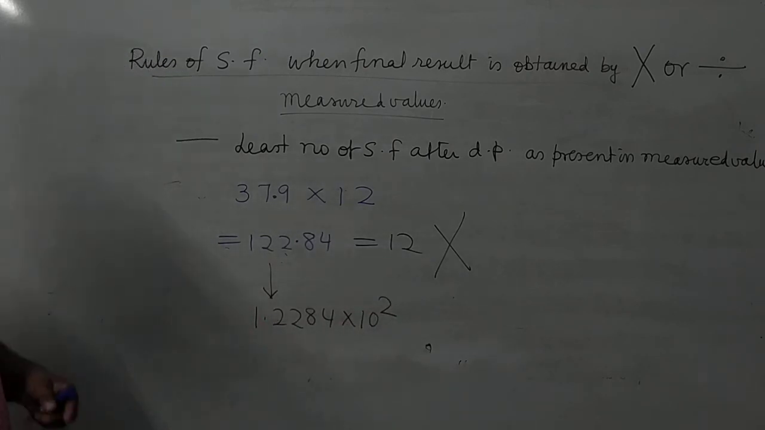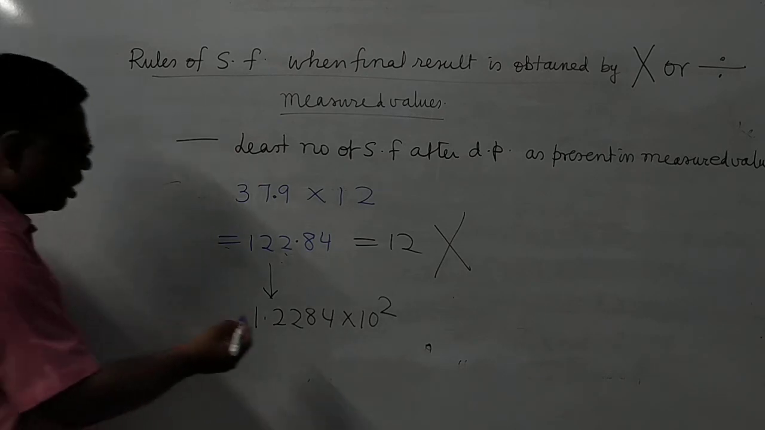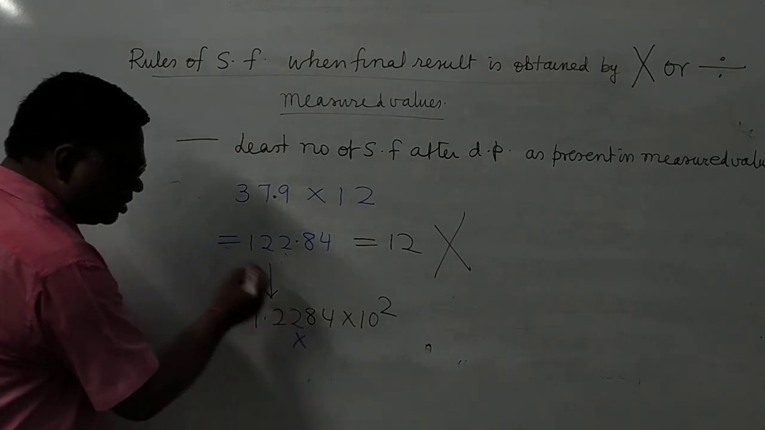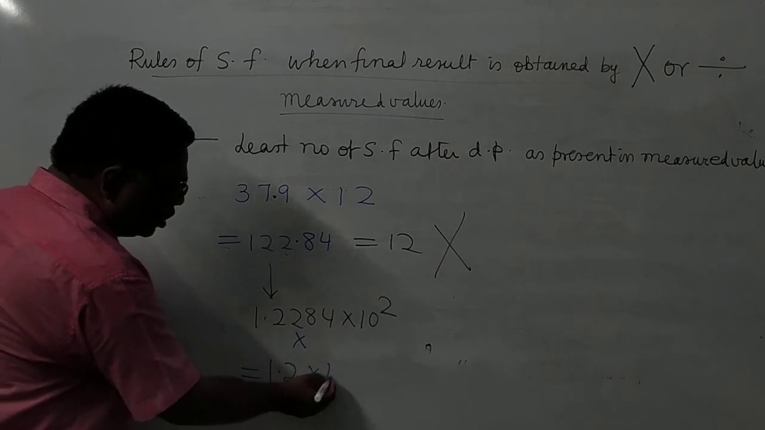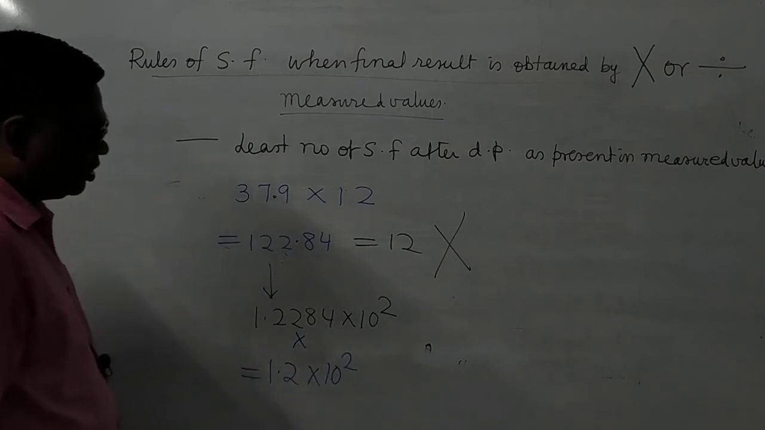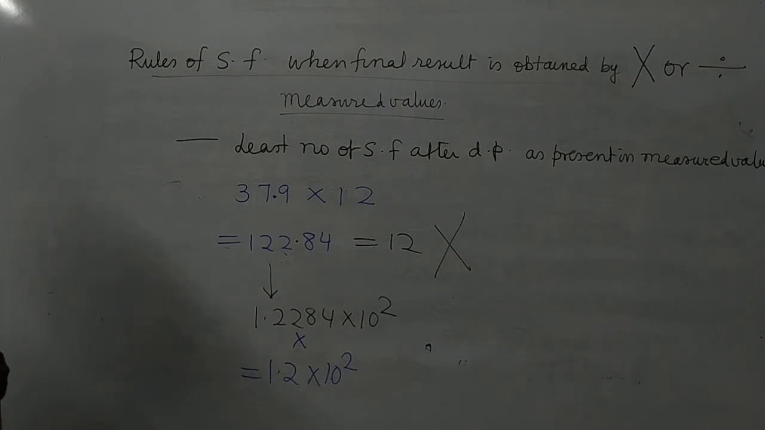Now how many significant figures do you have to keep in the final result? Only 2, so the third place you will drop. Since it is less than 5, it will be dropped as it is, giving 1.2 into 10 to the power 2. It will be written in this way.